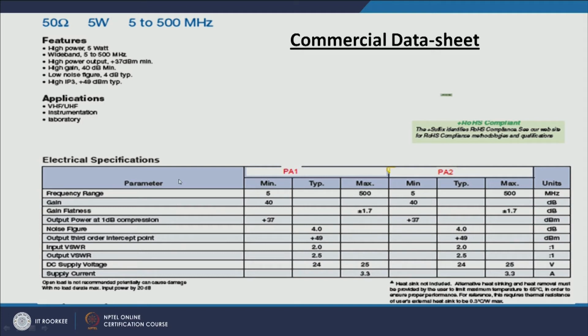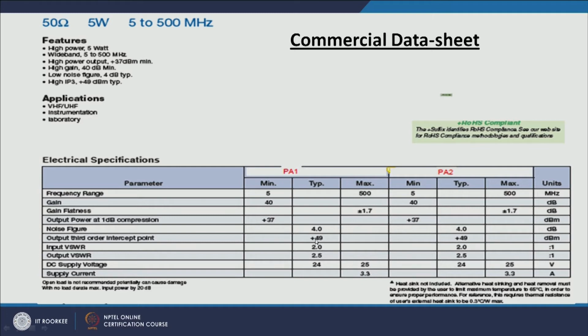Now if you look at the particular specification, frequency and gain are repeated there. They have said it is a typical gain, but the gain flatness is plus minus 1.7. So it can be 40 plus 1.7 or 40 minus 1.7. The output power at 1 dB compression is plus 37 dBm. At 1 dB compression, our power amplifier has been saturated enough to get the 1 dB compression, and at that time the output power is plus 37 dBm.